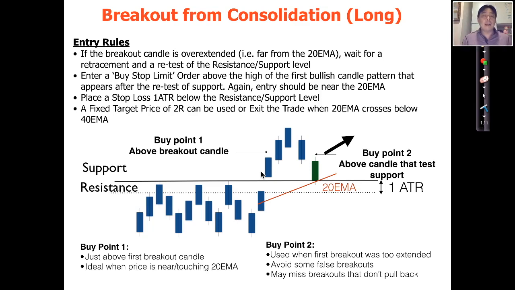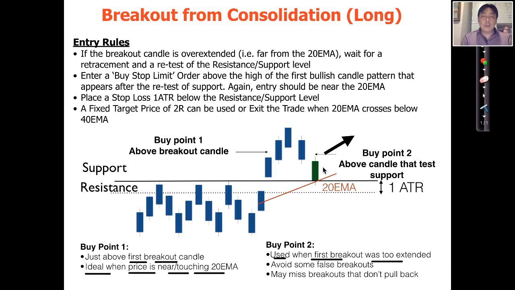Most of the time, I will enter at buy point 1, but again, if it's overextended, I'll wait for buy point 2 to enter on the retest of support. So just to recap, buy point 1: enter just above the first breakout candle. Let me just highlight that there. It's ideal when the price is near or touching the 20 EMA. Buy point 2 is used when the first breakout tends to be overextended. All right, and that's when we use it.